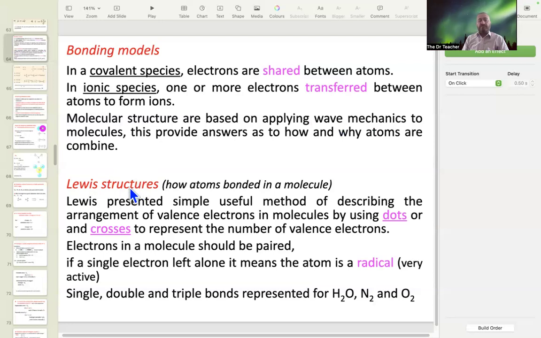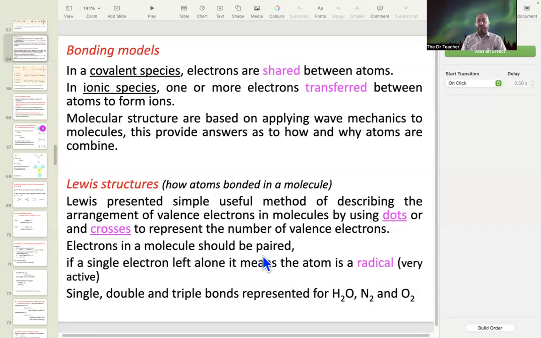So, the Lewis structure, very popular, shows how atoms are bonded in a molecule. Lewis presented a simple, useful method of describing the arrangement of valence electrons in a molecule by using dots or crosses to represent the number of valence electrons. So Lewis used crosses or dots to describe the bonding.